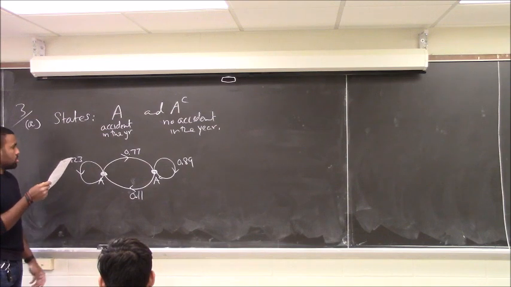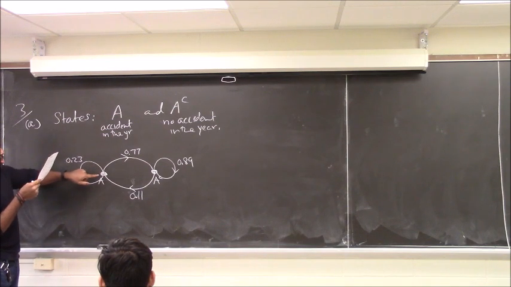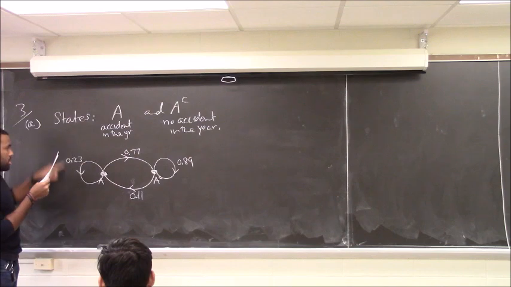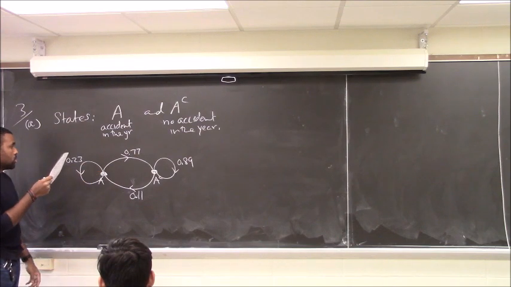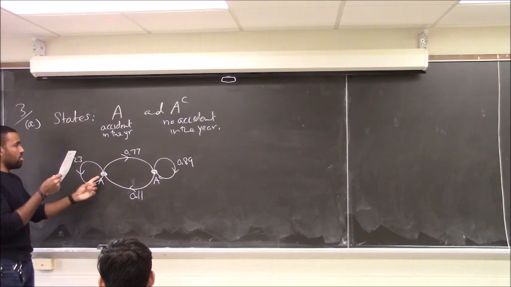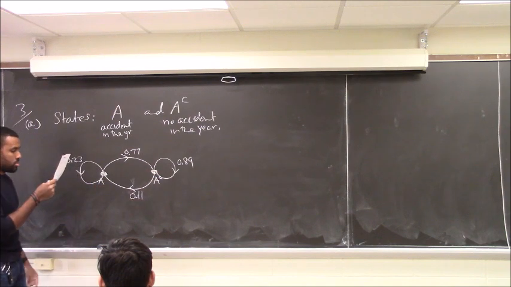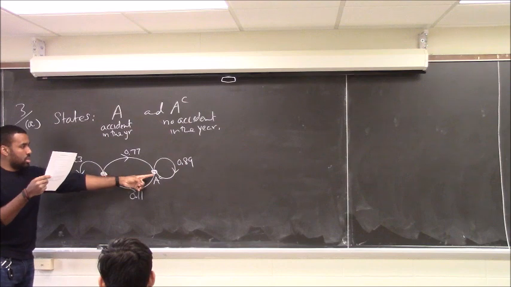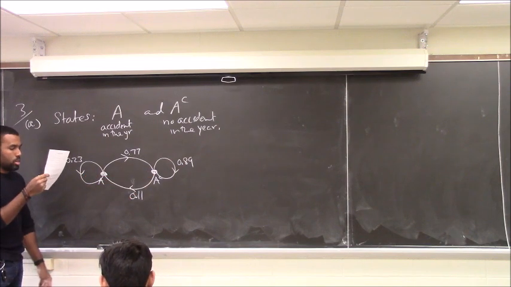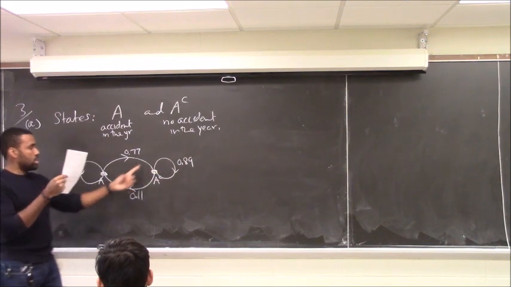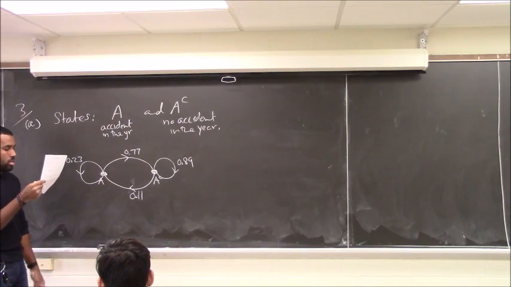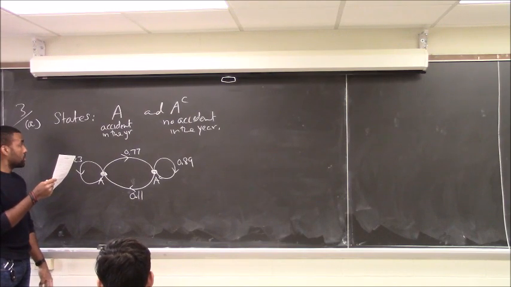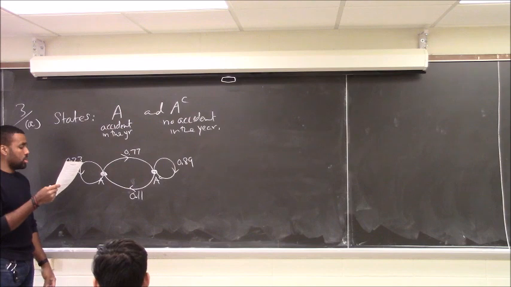So 23% of drivers who had an accident 1 year had another one the following year, which means that 77% of them actually didn't have an accident the following year. 11% of people who didn't have an accident 1 year had an accident the following year, which means that 89% didn't have an accident in two consecutive years. So that's what the transition diagram looks like.